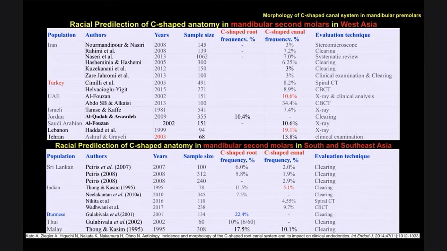And on this slide, there are two tables that show the prevalence of C-shaped anatomy in mandibular second molars in West Asia and in South and Southeast Asia. The prevalence of C-shaped root and the prevalence of the C-shaped canal is also high, but relatively lower than that in East Asia. It's about 7% to 10% to 19%.